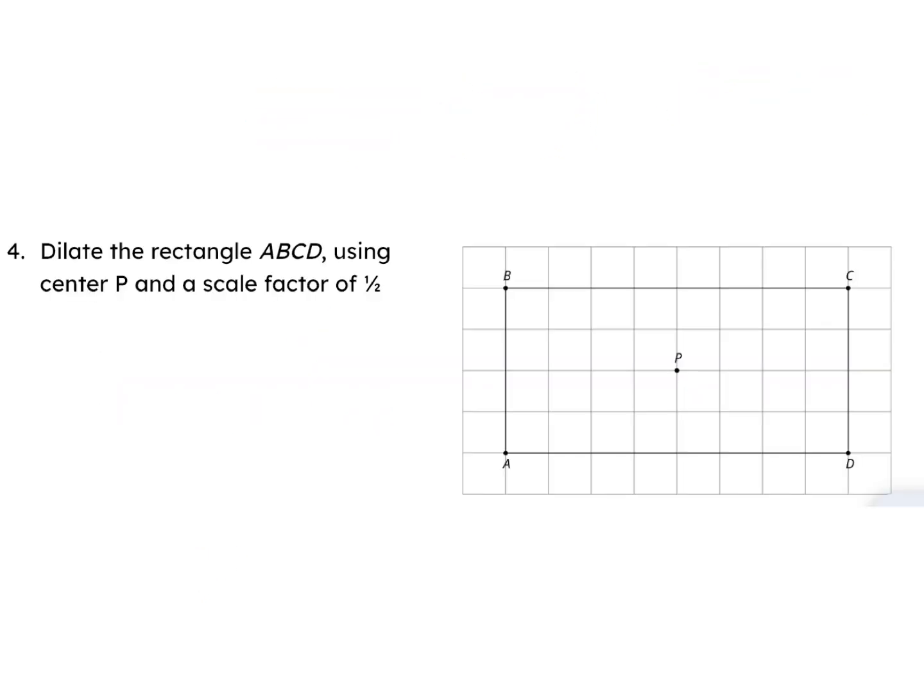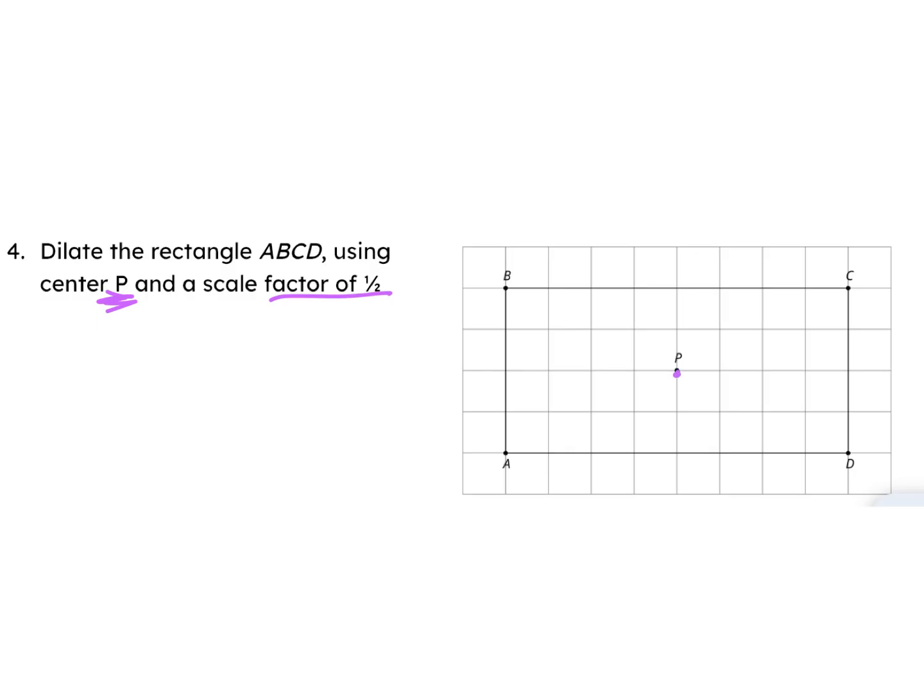Okay, next we're going to dilate the rectangle A, B, C, and D using center P and the same scale factor. We're going to do half the distance. Okay, so this time we don't have any units, any numbers on our graph, so we have to count from the center P. So count from this middle point right here.